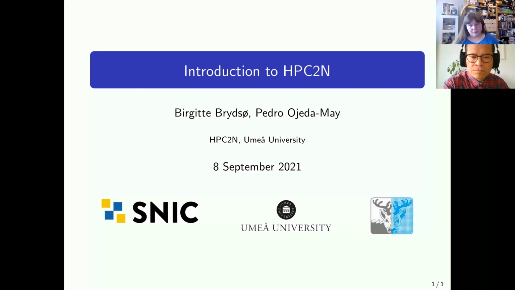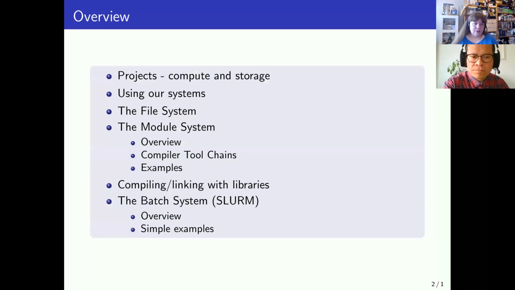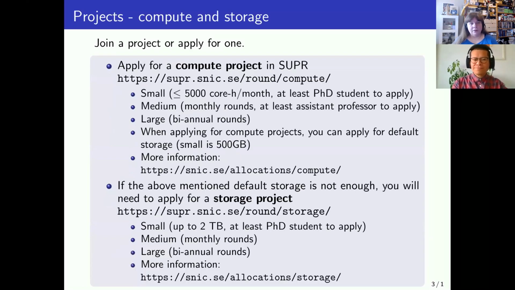This is the introduction to usage of the HPC2N system. And I will talk briefly more about the projects, and then using the system, a little bit about the file system, and then the module system, which is what we use to access the software here at HPC2N. Then very briefly about how to compile and link with libraries, and then the batch system. And after that, there will be a break. And when we come back, we will look at simple examples. And after that, Pedro will show some more advanced examples and some application examples.